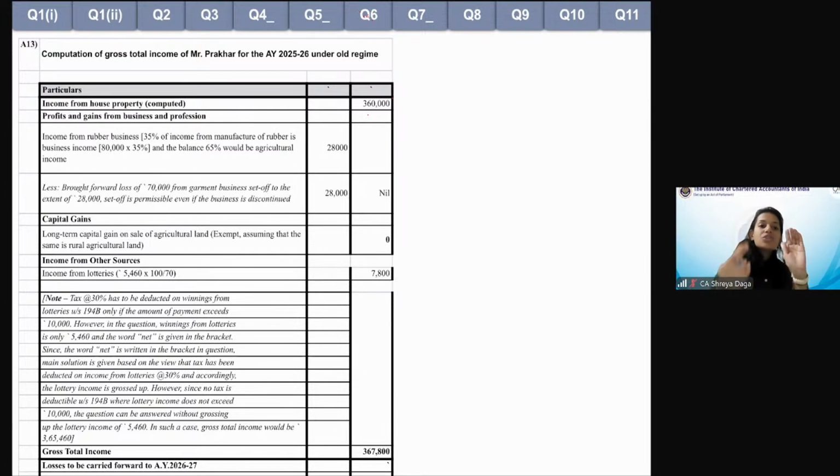Therefore, when the question says income from lottery net, that means it is net of 30%. You need to gross it up. How did we arrive at 1 crore from 70 lakhs? What formula we applied? We did 70 lakhs divided by 7, into 10.